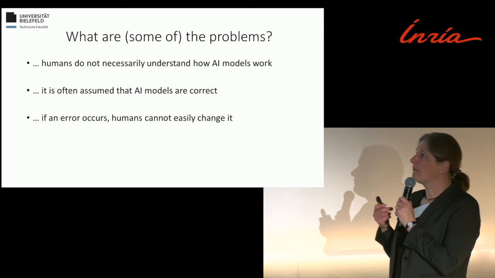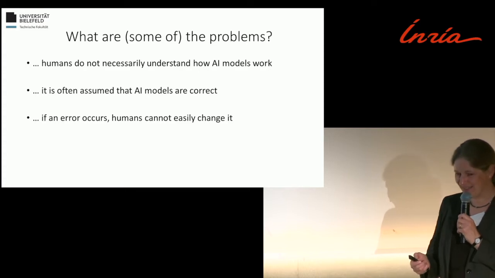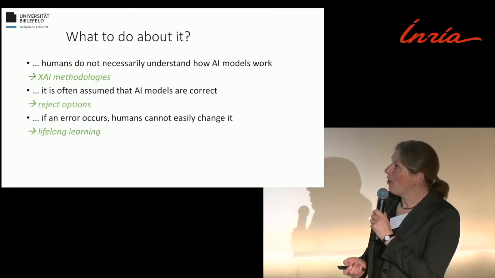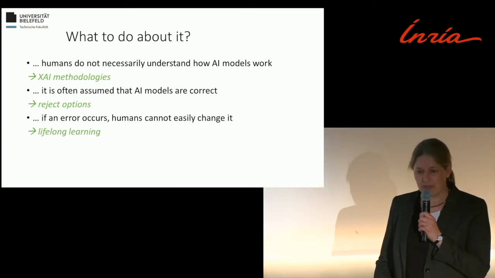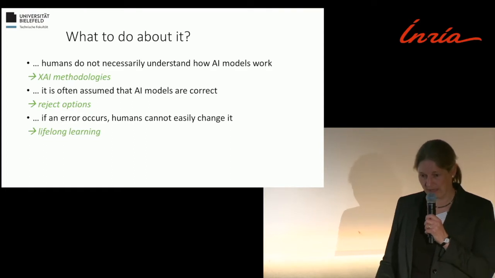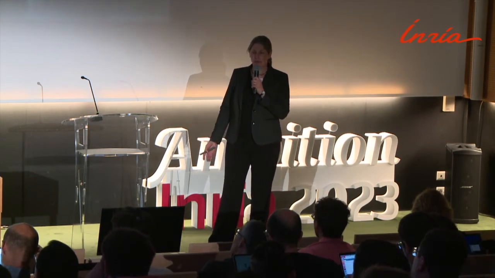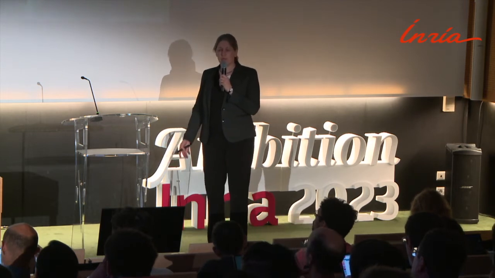And I would like to have a little bit of a spotlight into what one can do about it, whereby these are very tiny aspects, a very small part of the research going on, and which is still to do. So for making AI models understandable, of course, you can go for XAI methodologies, and I would like to have a glimpse into a specific one. To equip AI models with a notion of them not being correct, you can go for what would be called reject options. And if an error occurs, humans want to change this, you need what would be called lifelong learning. And I would like to delve into these three aspects in a little bit of the time I have.